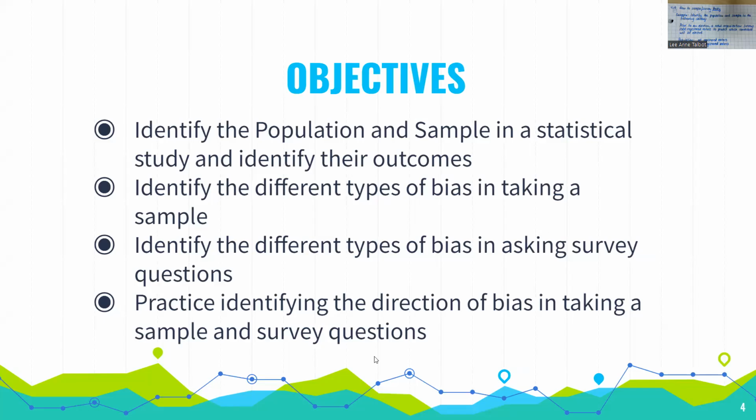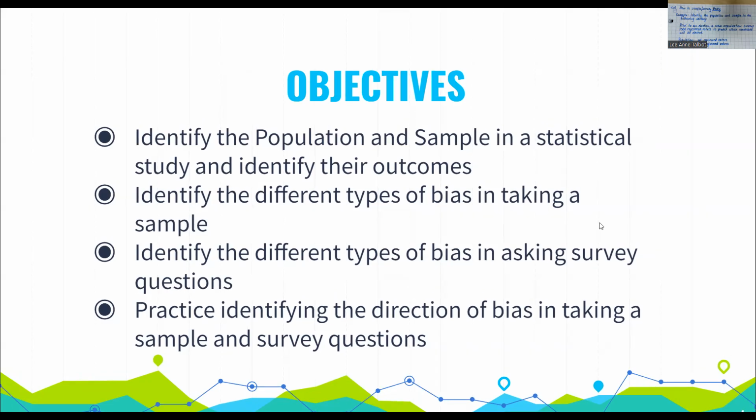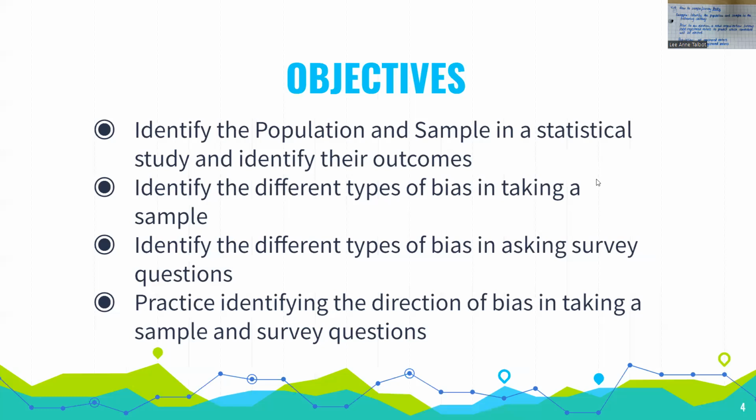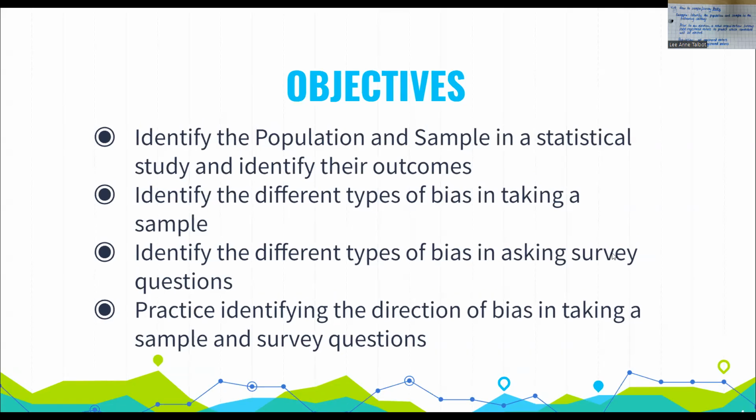I just want to make sure we met our objectives. Did we identify the population and sample in a statistical study and identify their outcomes? Yeah, I would say so. The outcomes being the population parameter and the sample statistic. Identify the different types of bias in taking a sample. Yes. Identify the different types of bias in asking survey questions. Yes. And this is the part we haven't done yet. Practice identifying the direction of bias in taking samples and survey questions. This is going to be on your quizzes, so that's when you're going to practice that.